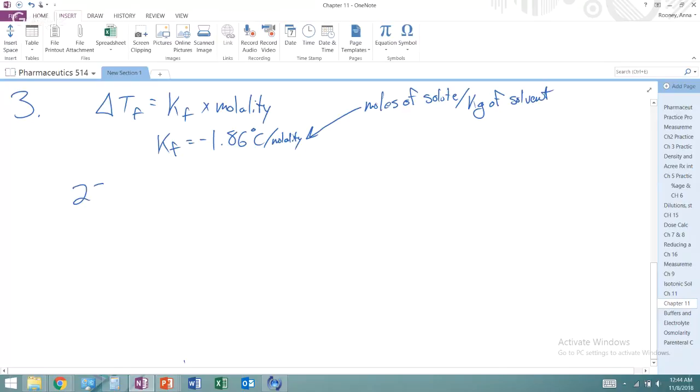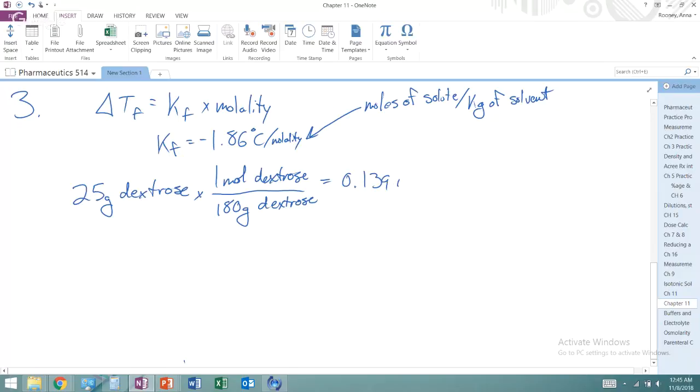So we have 25 grams of dextrose. And we're going to change it to 1 mole dextrose. And so our molecular weight was 180 dextrose. So then we find that that is 0.139 moles dextrose.